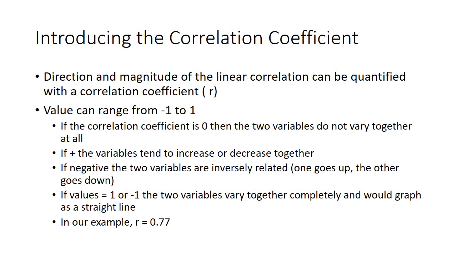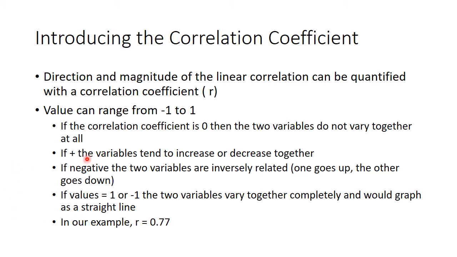When we look at the direction and magnitude of that linear correlation, it is quantified by that coefficient, and the value can range anywhere between -1 and 1 depending on the slope of the line. If the correlation coefficient is 0, then the two variables do not vary together at all. There's no variability in one variable that you could explain by the other.